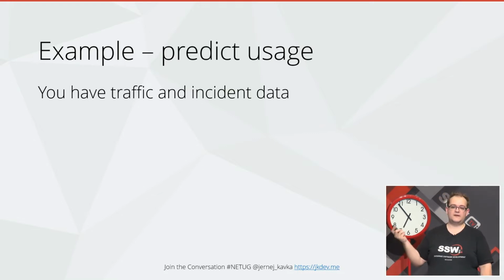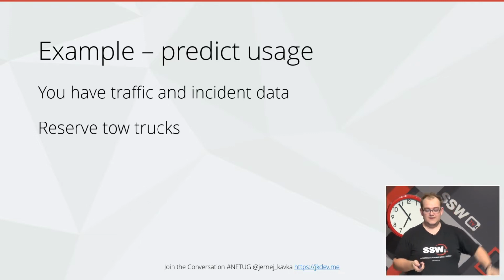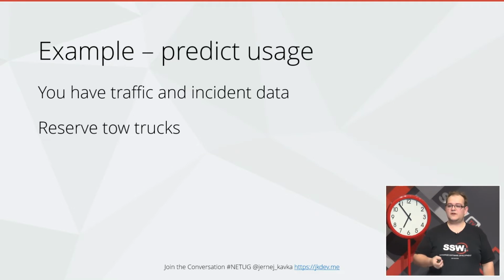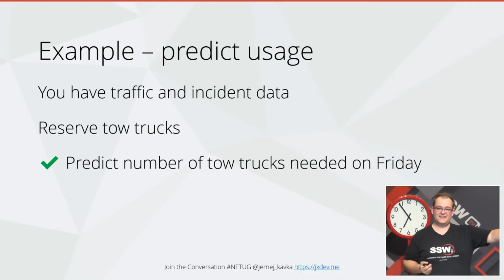Another example would be, say we want to predict usage. Say we have a company with tractors, and we want to figure out how many tractors we need and when. And we have traffic incident data, and we want to know when we need to reserve the trucks. Well, a good thing would be to predict the number of tow trucks needed on Friday, because on Friday you have a specific trend, and you can say, okay, we need more on Friday.